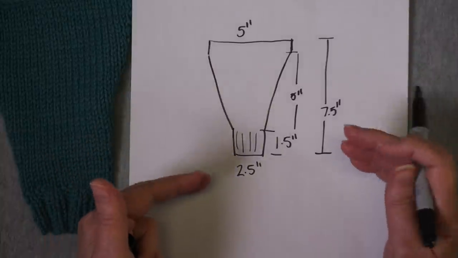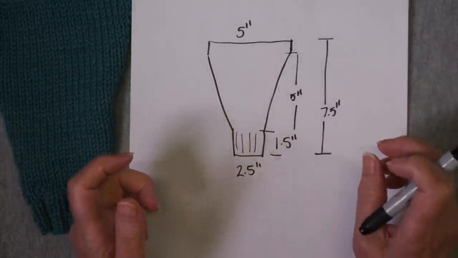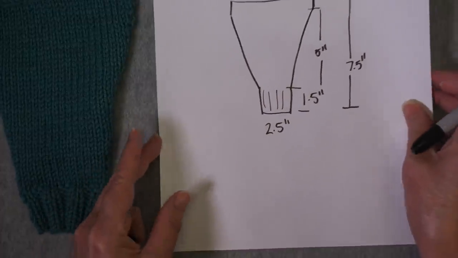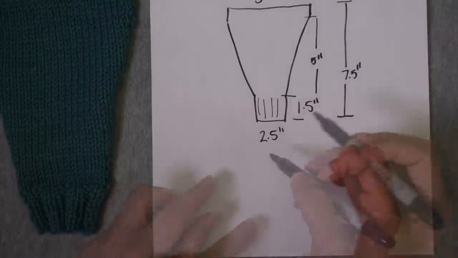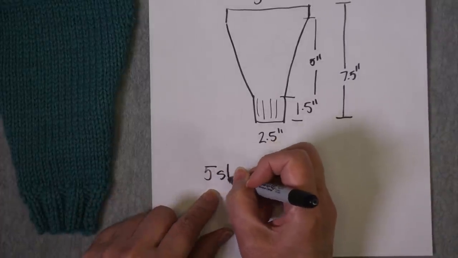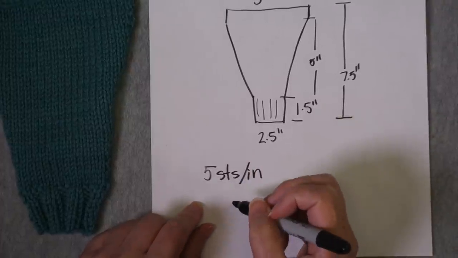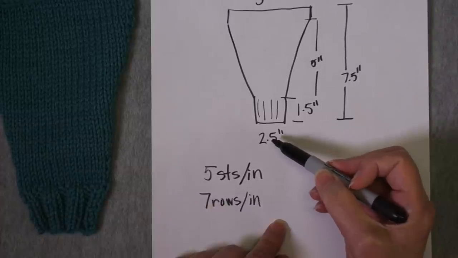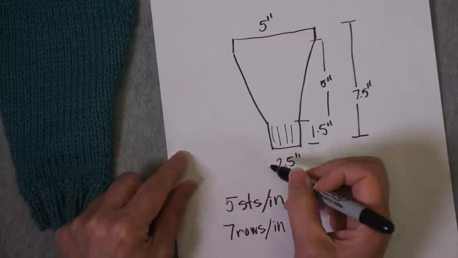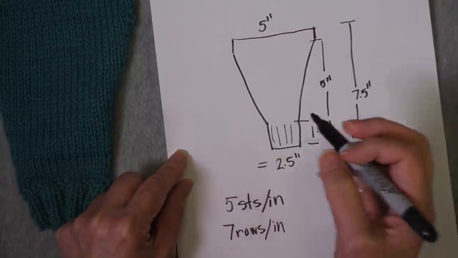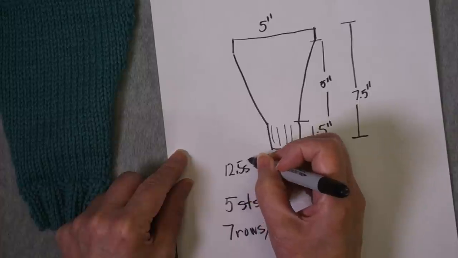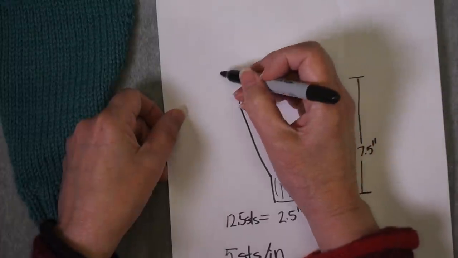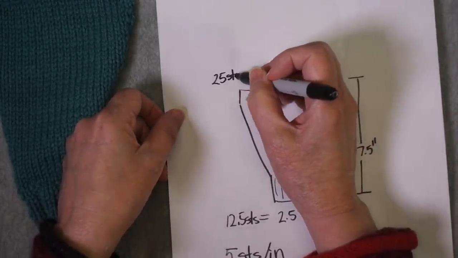So that's how you start. You start with the actual measurements that you want to achieve, and then you convert those into stitches. So you do that by using your stitch gauge. My gauge is 5 stitches per inch, and I am getting 7 rows per inch. The way that that translates into this 2.5 inches is that that is equal to 12.5 stitches, which is obviously not possible. And then up here, that is equal to 25 stitches.